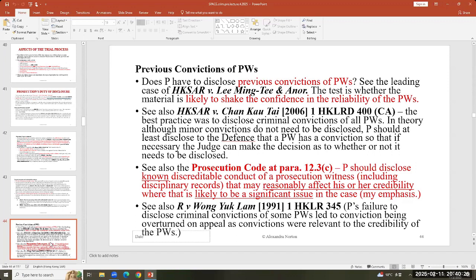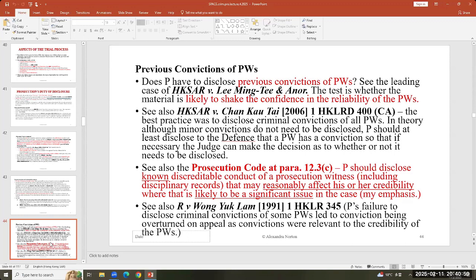Chan Kao Tai, you'll remember this is the pop star's dad who was on trial for corruption, bribery-related offenses. He was questioned by an ICAC officer. It turned out this ICAC officer had some traffic-related convictions and had also been disciplined in the past. And the question was whether that was information that should have been disclosed to the defense.